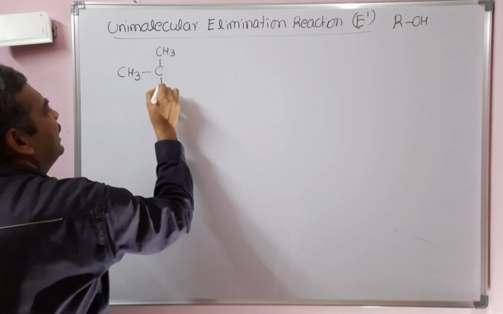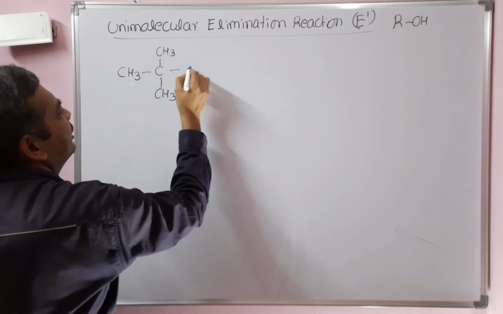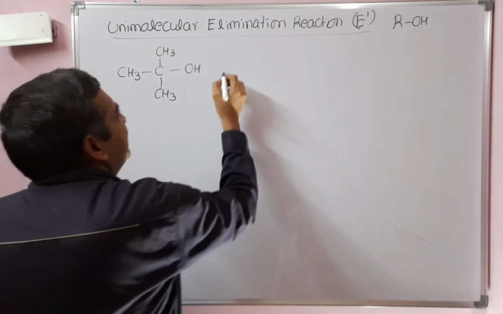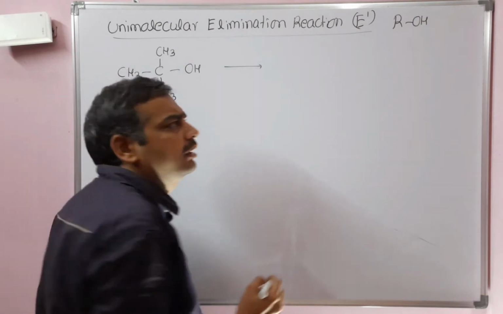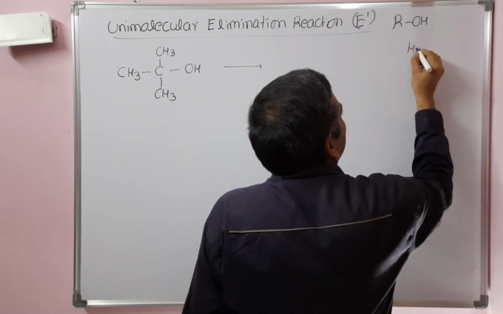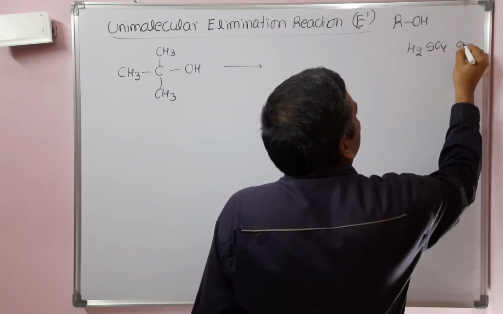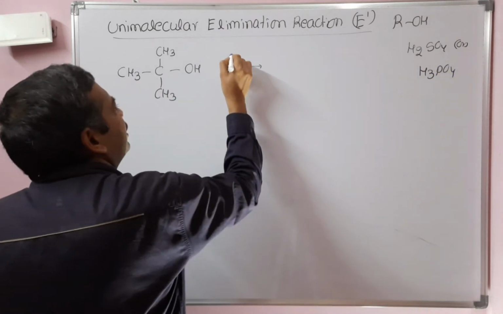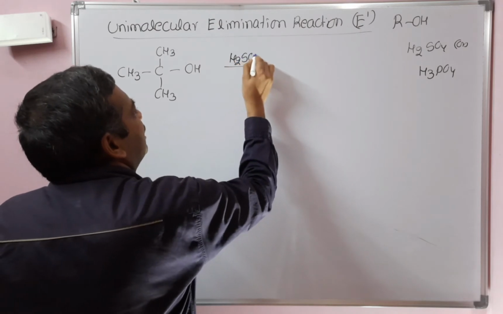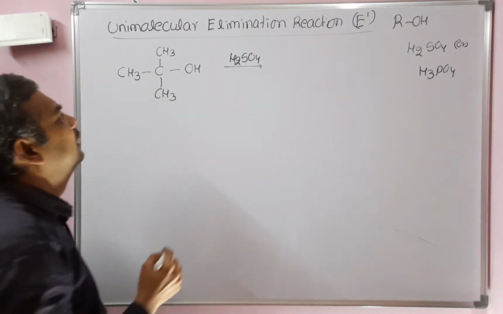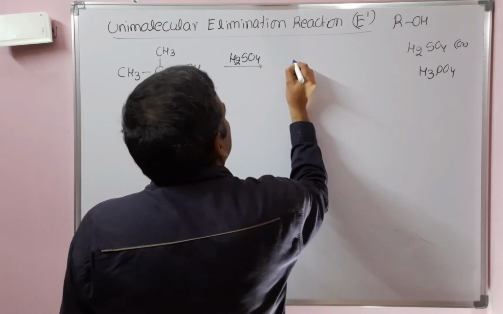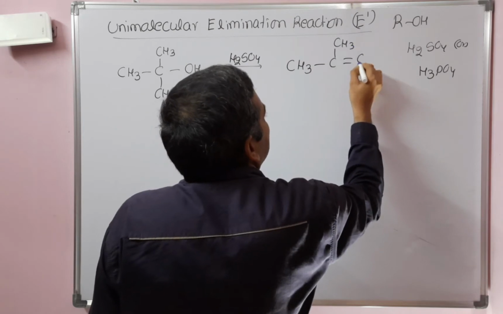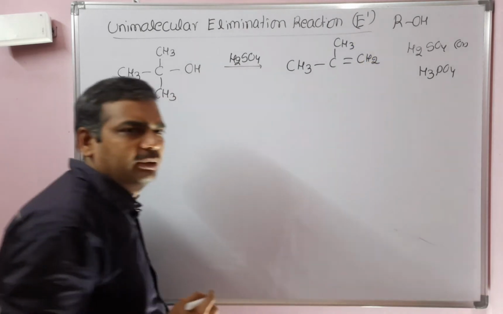Here it's a dehydration of tertiary butyl alcohol. So we need to use a dehydrating agent, either sulfuric acid or phosphoric acid, H3PO4. With H2SO4, water is generally used as a co-solvent. So what is happening here? The product obtained is isobutene, CH3 double bond CH3. For this reaction we will write the complete mechanism.